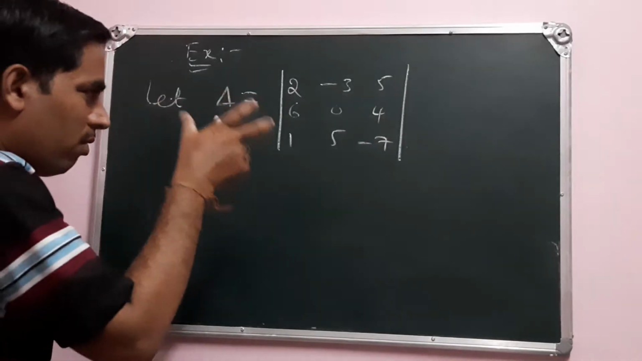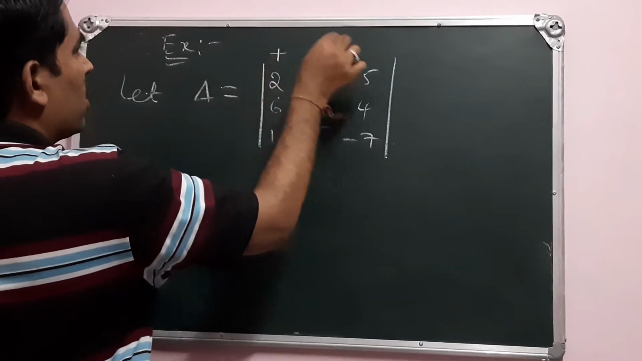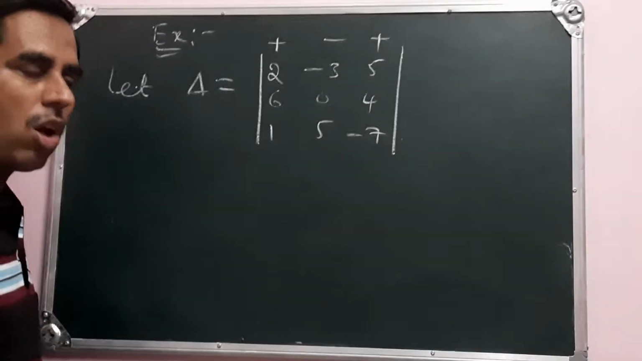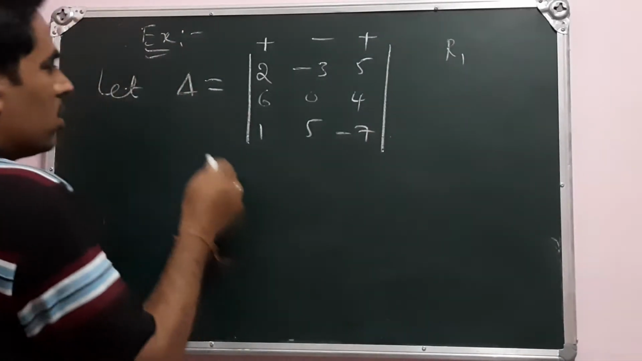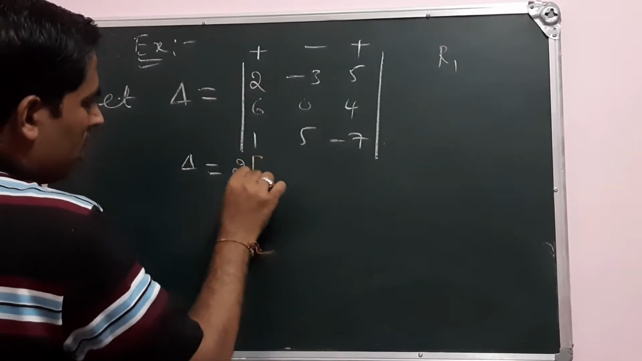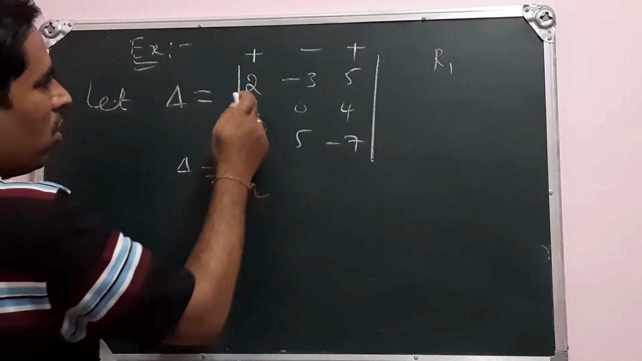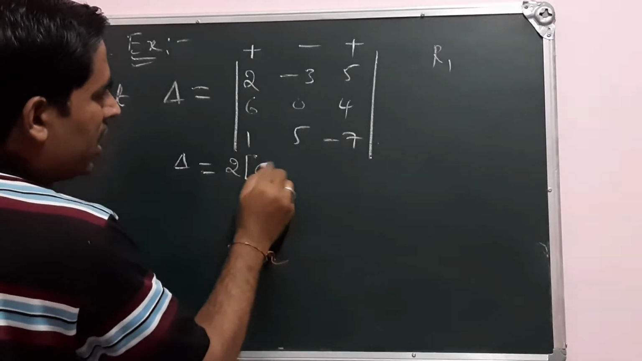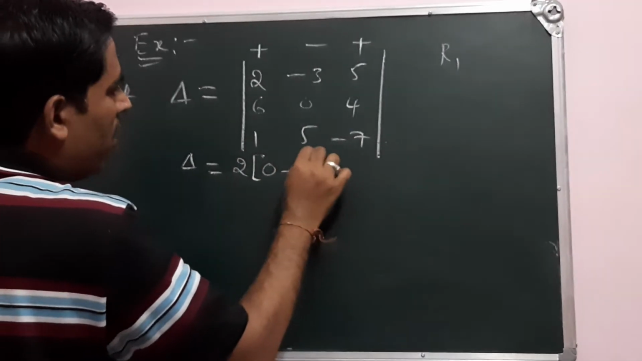So let us find out the value. Let us evaluate this. I will expand this along the first row, so let us see what happens here. Delta is equal to, with sign plus, 2. You leave this row and this column, so 0 into minus 7 is 0, minus 4 into 5, that will be minus 20.